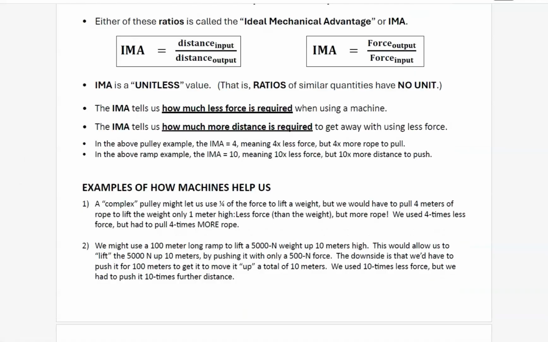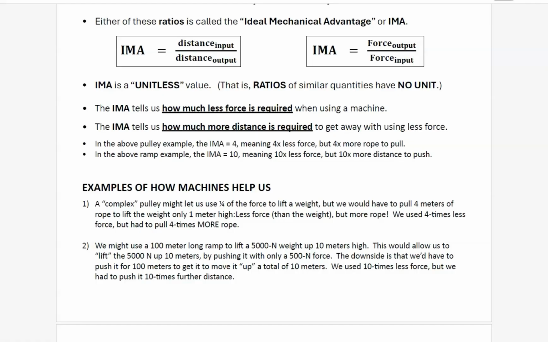A complex pulley might let us use 1/4 of the force to lift a weight, but we would have to pull 4 meters of rope to lift the weight only 1 meter high. Less force than the weight, but more rope. We use 4 times less force, but we had to pull 4 times more rope.